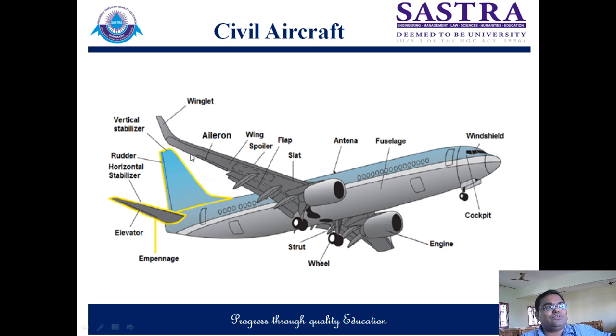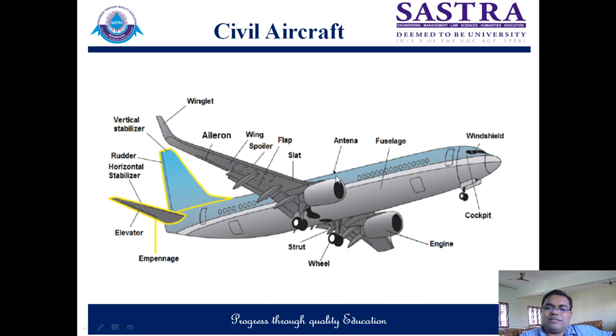Basically, winglets are provided to avoid any kind of side cross-flow. Because this is a three-dimensional wing, some flow will happen in this direction. This sideways flow should not combine with the top flow. If it does, it will form a circulatory flow at the tip, which is undesirable because it increases the induced drag. We will study that in aerodynamics, where I will discuss it.